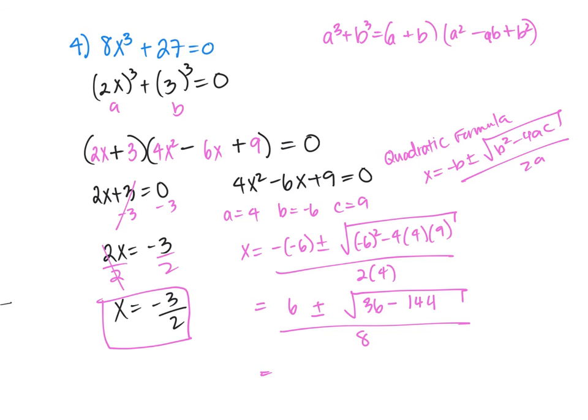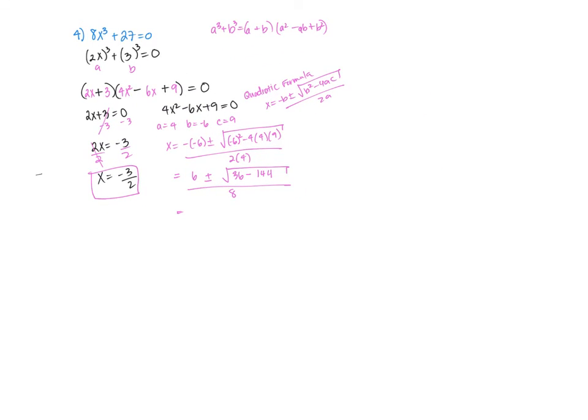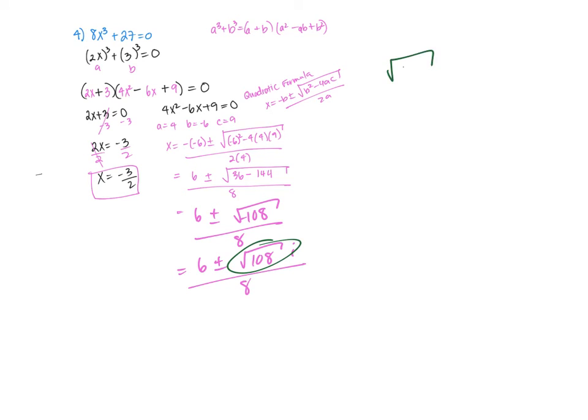And then from here, let's try to simplify this root. So 36 minus 144 gives you negative 108 over 8. And so I have a negative sign under the root, so I know this is the square root of 108i, because it's imaginary. From here, I might want to attempt to simplify this root, 108. So 108 breaks down into some factors. Try 36 and 3. So 36 can be broken down as 6 and 6.